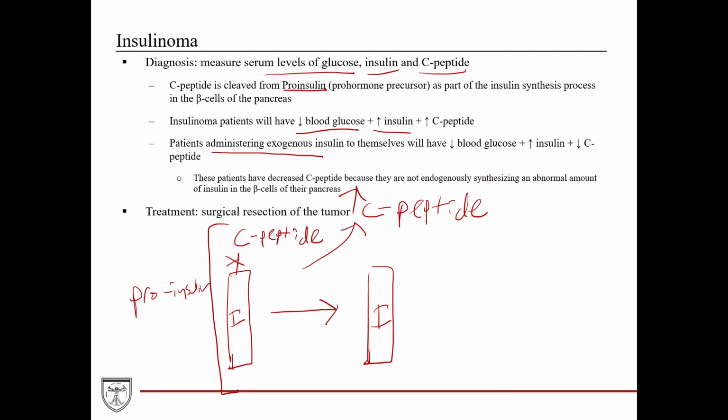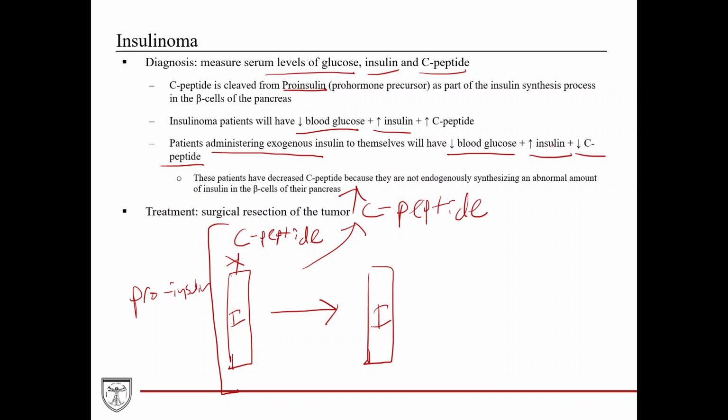you always want to check. If they give you this, they're going to have low blood glucose, high insulin, but these patients are going to have low C-peptide levels, because exogenous insulin doesn't have the C-peptide cleaving process. Their endogenous insulin synthesis is normal. There's nothing wrong with it. Their beta cells are synthesizing and secreting normal levels of insulin and C-peptide. Since they're giving an exogenous level, they're going to have high levels of insulin.